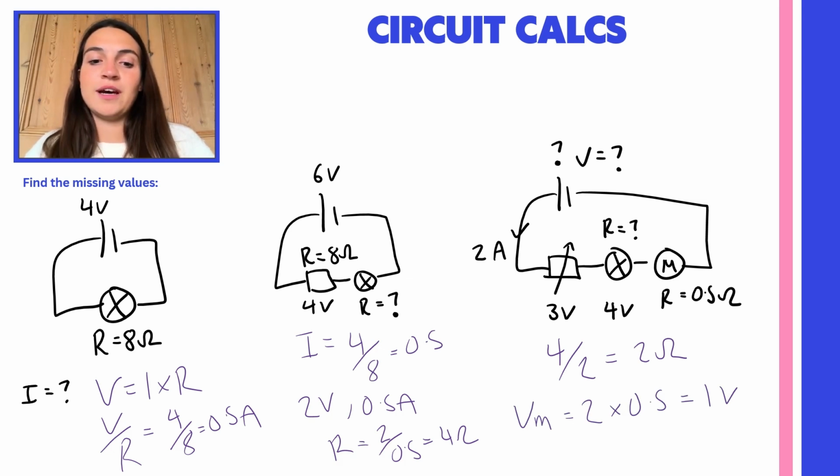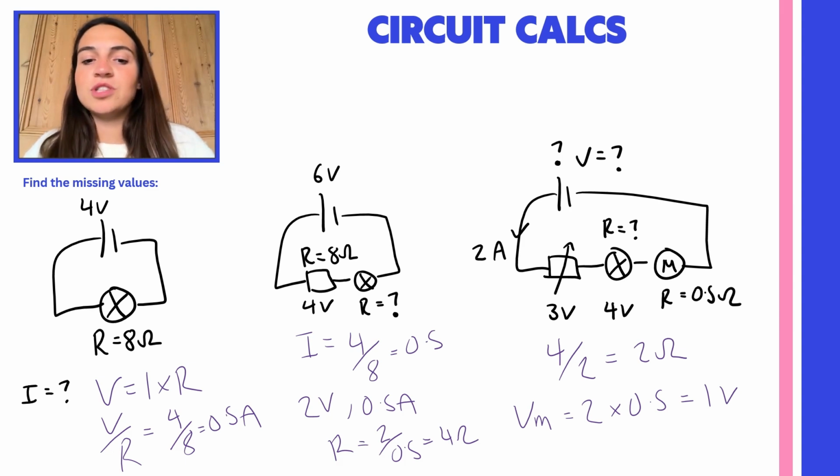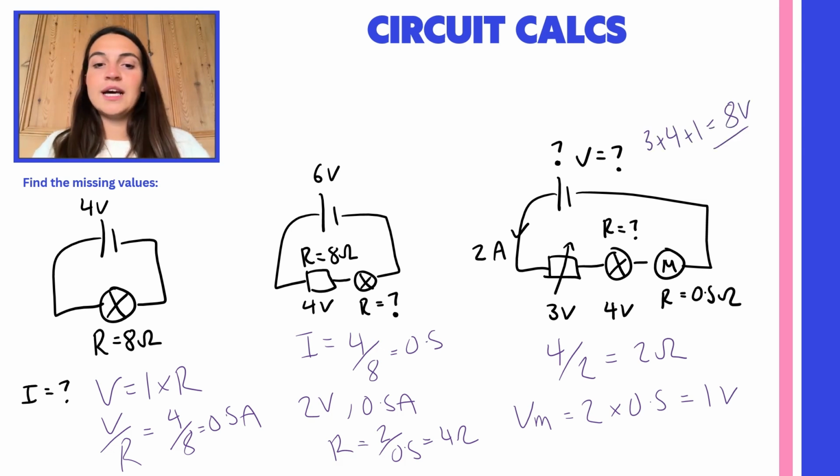Voltage over my motor, with a little M at the bottom just to show it's for the motor, equals 2 current times 0.5 resistance, which equals 1 volt. Good. So now I can add up voltage over variable resistor 3 plus voltage over bulb 4 plus voltage over motor 1, which gives me 8 volts in total for the supply of this series circuit.